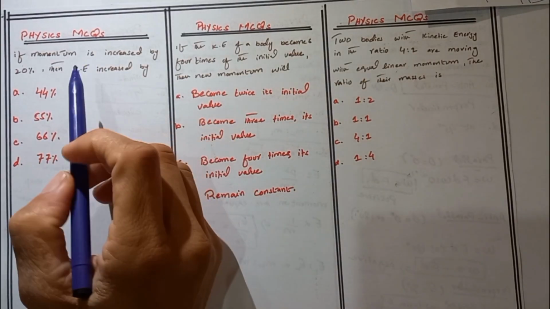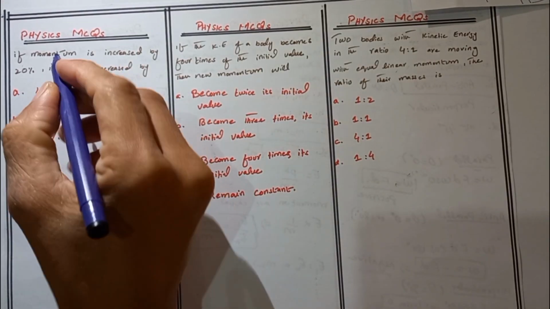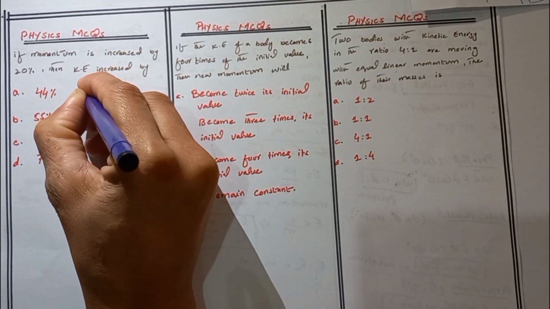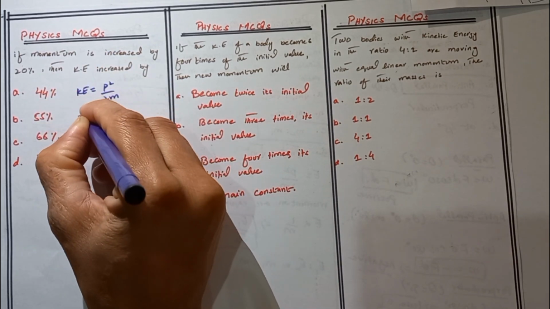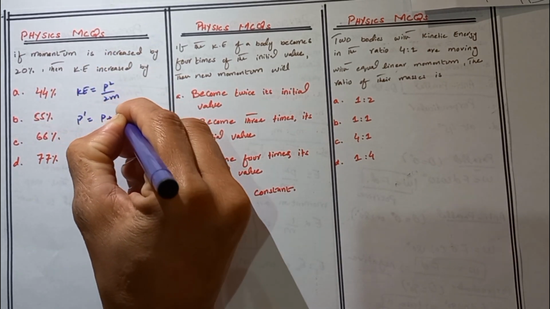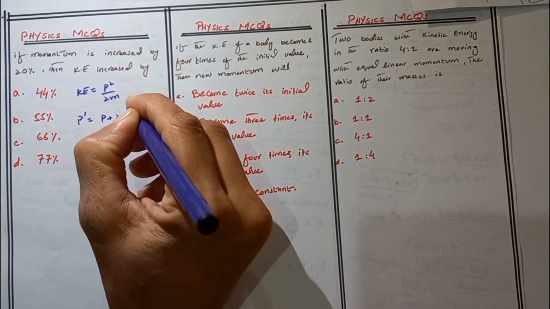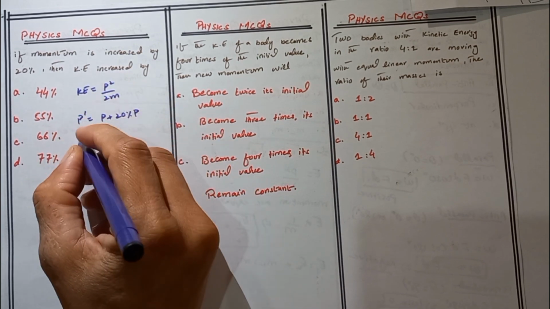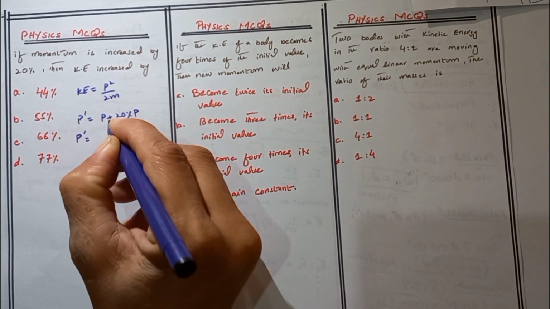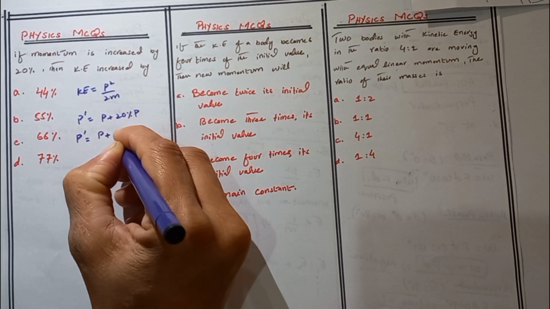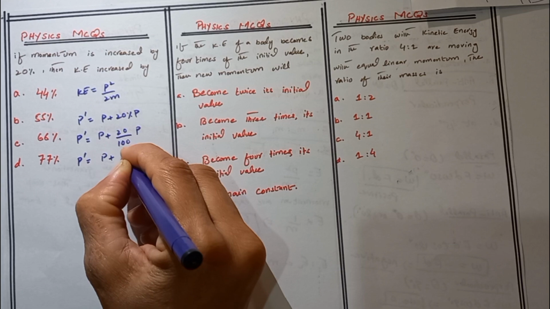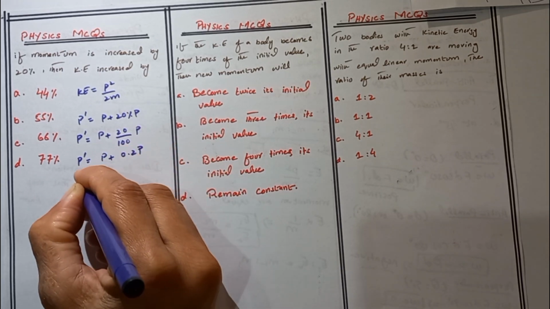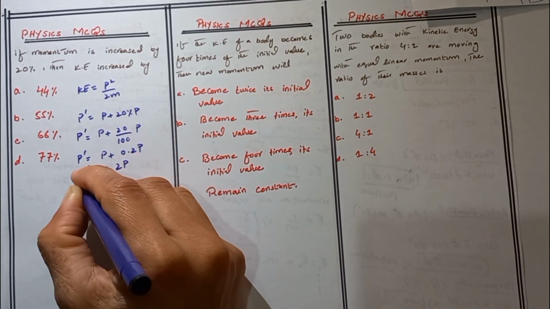In this case, say that the momentum is increased by 20%. We know the kinetic energy formula is equal to P squared over 2m. If momentum is increased by 20%, then we can write it as P plus 20 by 100 P. So P dash is equal to P plus 0.2 P, which is 1.2 P.